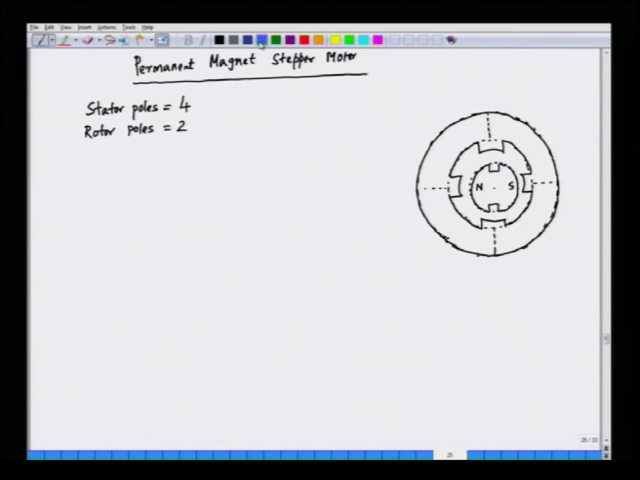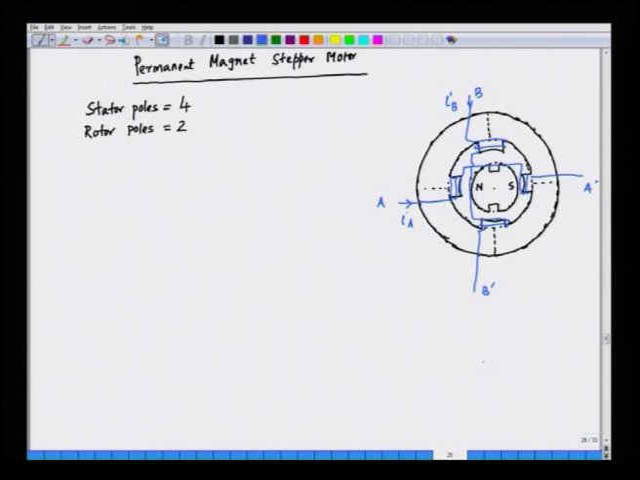The stator in this case will carry the windings. For example, this could be phase A here, and this is connected to the other pole structure, and we can call this A and A prime. We have a single phase having two different poles, and similarly we have phase B here, connected to this pole, and we can call this B and B prime. The direction of the current here is I A, and here the direction of current is I B.